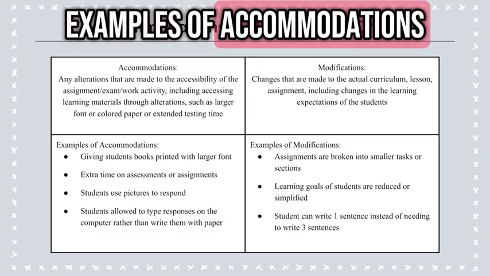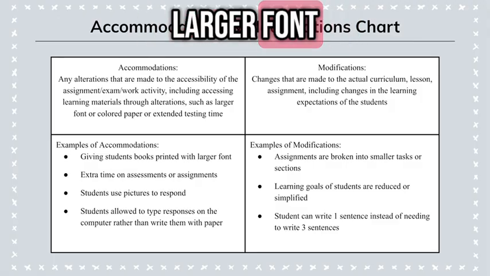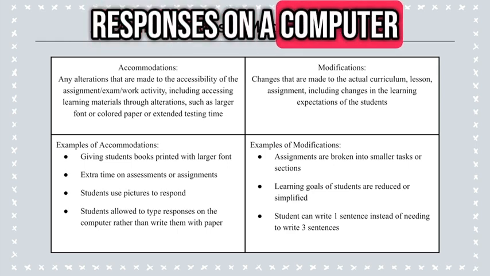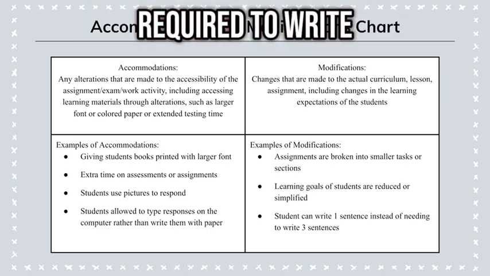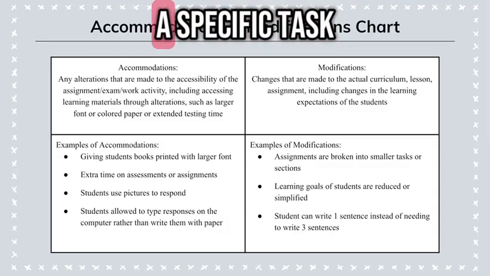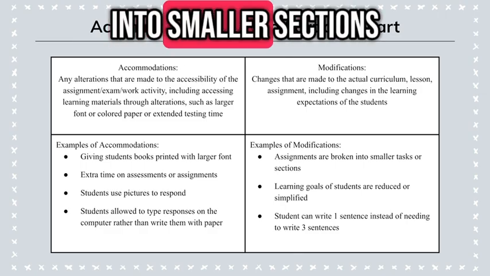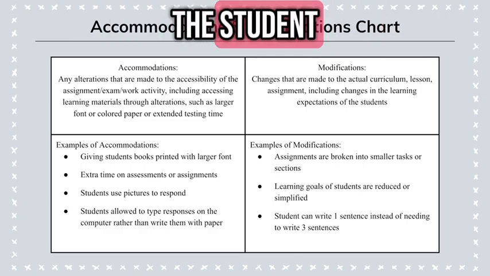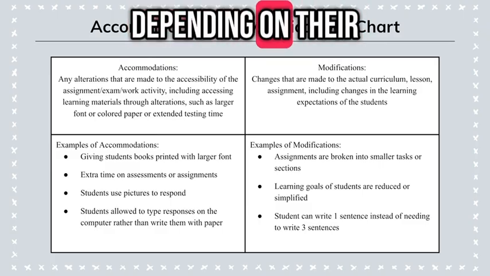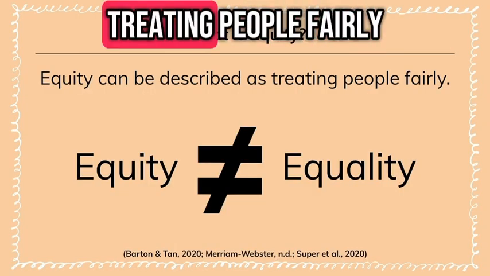Examples of accommodations might be that students are given books that are printed in larger font, or that students might be able to type out responses on a computer instead of being required to write them with pen and paper. Examples of modifications might be that a specific task or assignment is broken up or chunked up into smaller sections or parts for the student, or they might be required to write one sentence or one word depending on their respective skill level. Simply put, equity is described as treating people fairly.